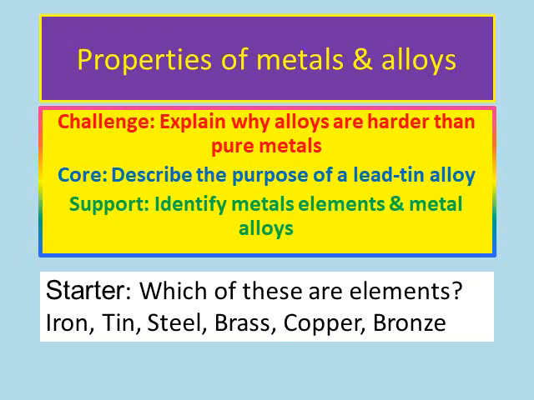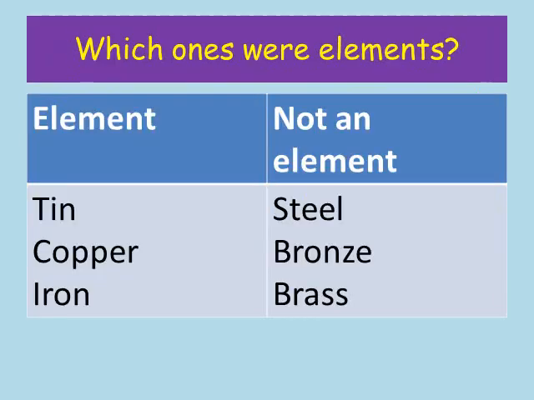Okay, so hopefully you will have written down that tin, copper, and iron are all elements. You know that because they're on the periodic table. But then steel, bronze, and brass are not elements. Now, I know that you've probably heard of these three things before. They're all metals, and you've probably used them in your day-to-day life. However, we may not have thought that much about what they are actually made of.